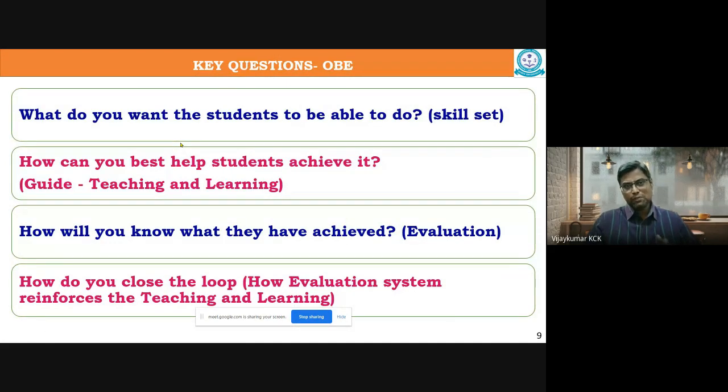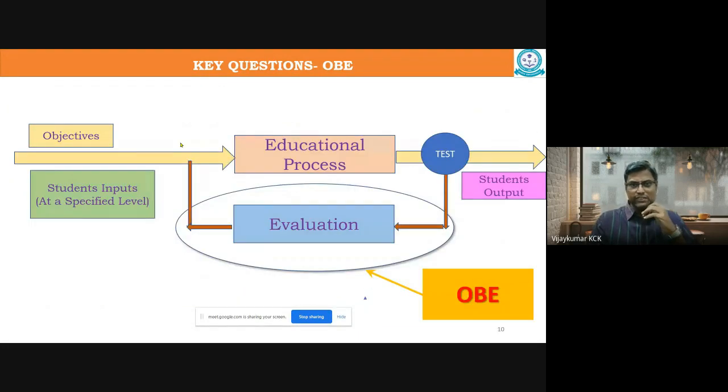So there are three major questions as far as OBE is concerned. One is the skill set, the ability of the student that they are doing, and the guide, that is the teaching-learning process, and finally evaluation. So this is simply depicted in this picture.